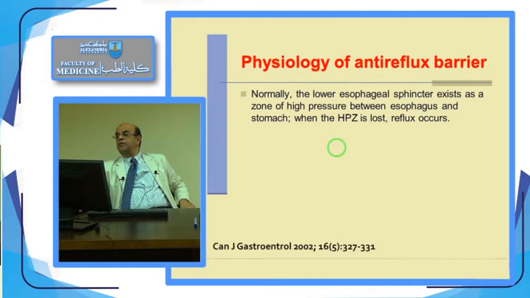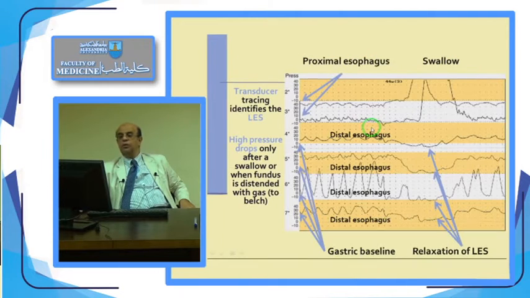Normally, the lower esophageal sphincter exists as a zone of high pressure between the esophagus and stomach. When the high pressure zone is lost, reflux occurs. This is a manometric figure. You have the transducer tracing identifying the lower esophageal sphincter. This is an area of high pressure zone. Look, this is the area of high pressure zone, denoting its presence at the site of the hiatus, at the site of the lower esophageal sphincter.